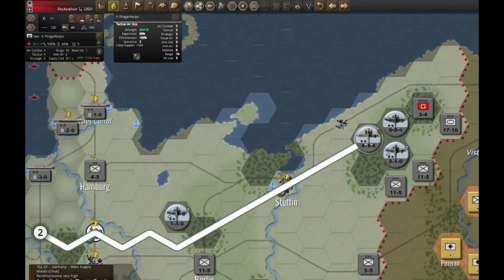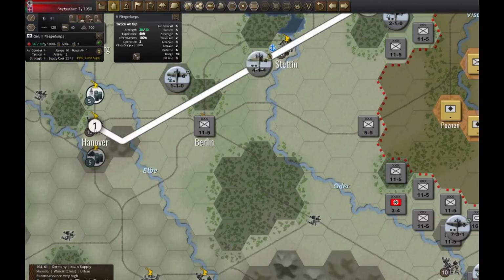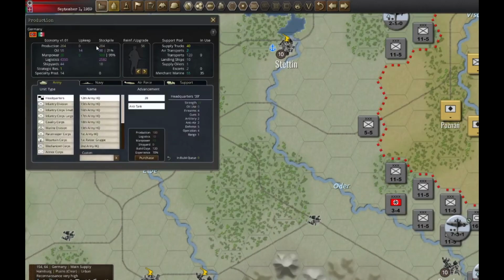If I take a plane and I actually move it, and now I go back to the top here, notice now I've used 1 oil point to move my oil-based unit. Planes are oil-based units. So to move, an oil-dependent unit will use 1 oil point. Keep that in mind, please.